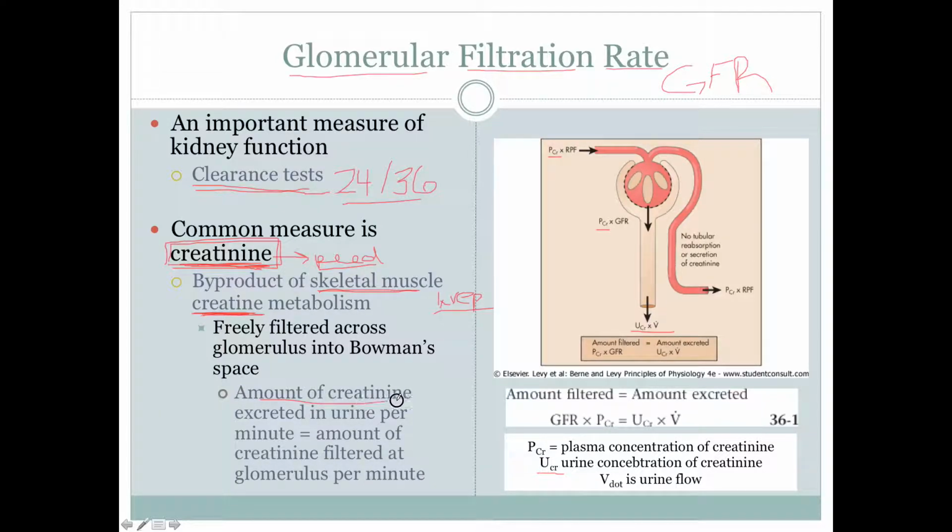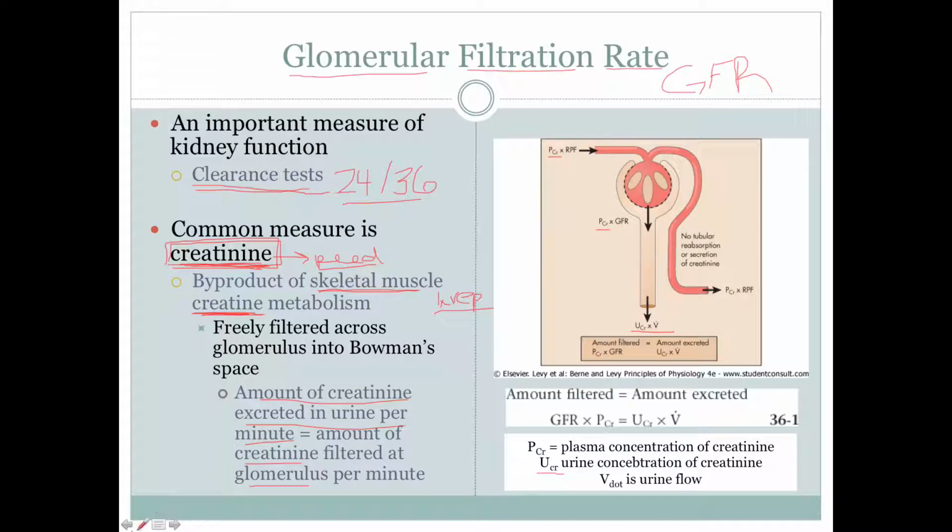So the amount of creatinine excreted in urine in a minute should be the amount of creatinine filtered at the glomerulus. So we've got our plasma creatinine, urine creatinine. So this is something that can be figured out mathematically, and it's a really easy measurement.